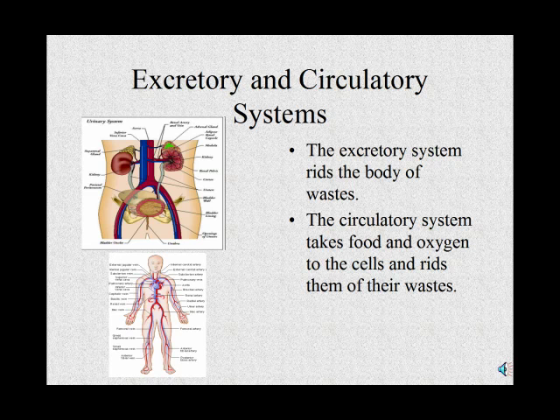The circulatory system takes food and oxygen to the cells, and it does this through the bloodstream and the heart pumping the blood to those cells. Not only does it take food and oxygen to the cells, but it also picks up their waste and delivers those wastes to the organs of the body that will help get that waste out of the body.